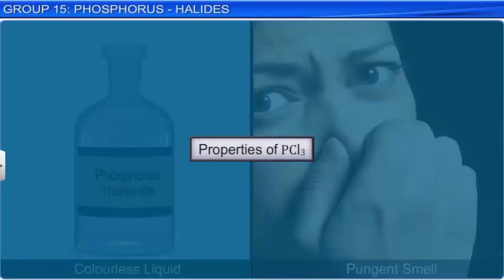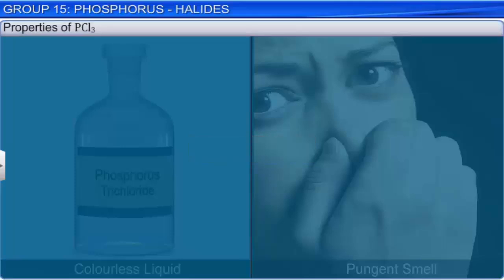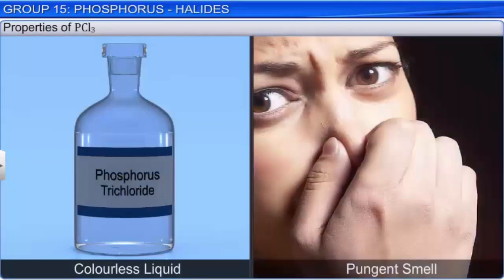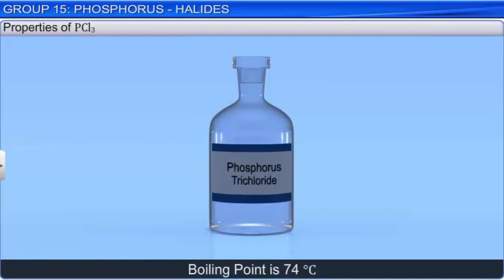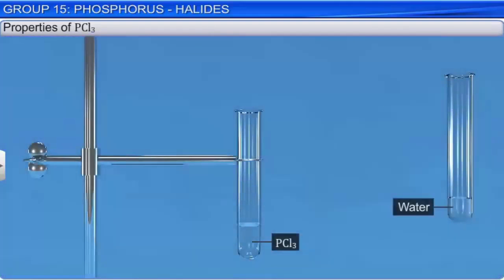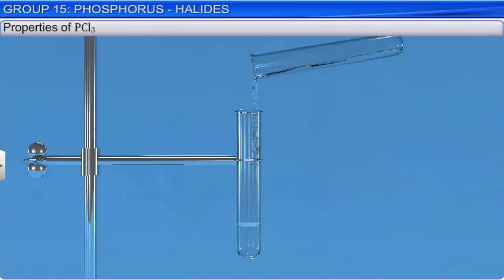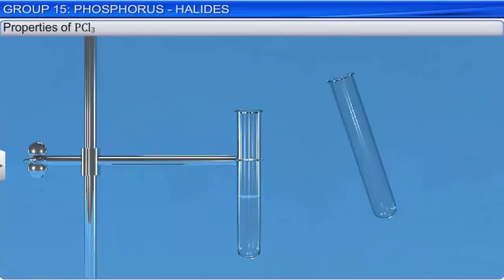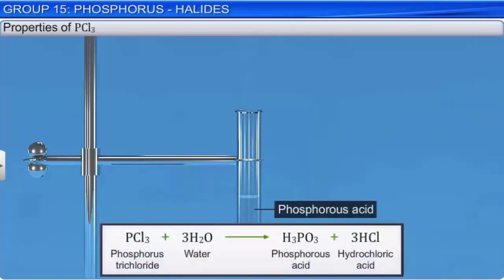Let us now turn to the properties of phosphorus trichloride. It is a colorless liquid with a pungent smell. It has a very low boiling point of 74 degrees Celsius. It reacts violently with water and gets hydrolyzed to form phosphorus acid and fumes of hydrochloric acid.